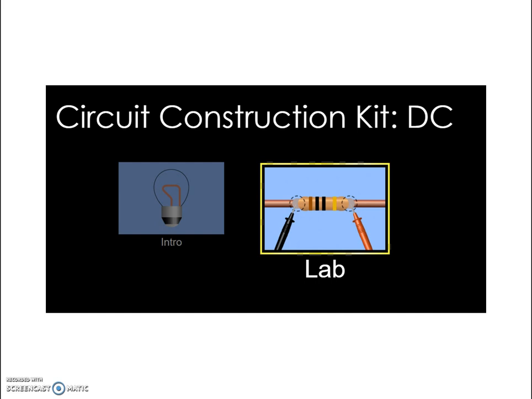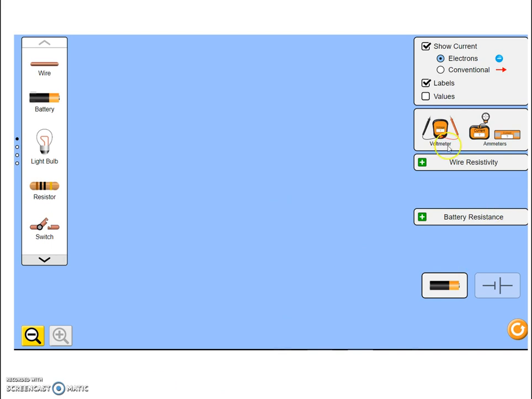And then you're also going to access the link on the Google Classroom page to get to the circuit construction kit, the PhET simulation. When you get there, you're presented with two choices. You're going to click on the lab setting. You're going to get a screen that looks sort of like this.